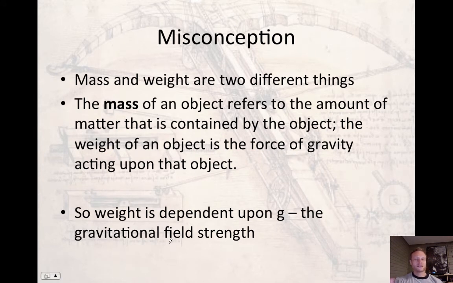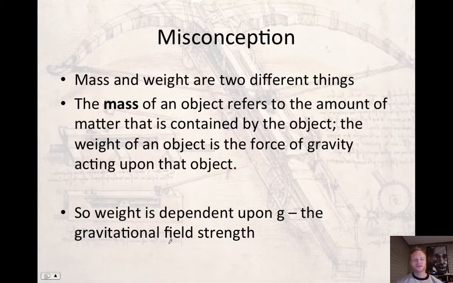So on that gravity piece, there is a misconception that people have. They think mass and weight are the same thing, and that's not true. They're actually two totally different things. They are related, but they are two different things. The mass of an object refers to the amount of matter that is contained by the object, whereas the weight of the object is actually the force of gravity acting upon that object.